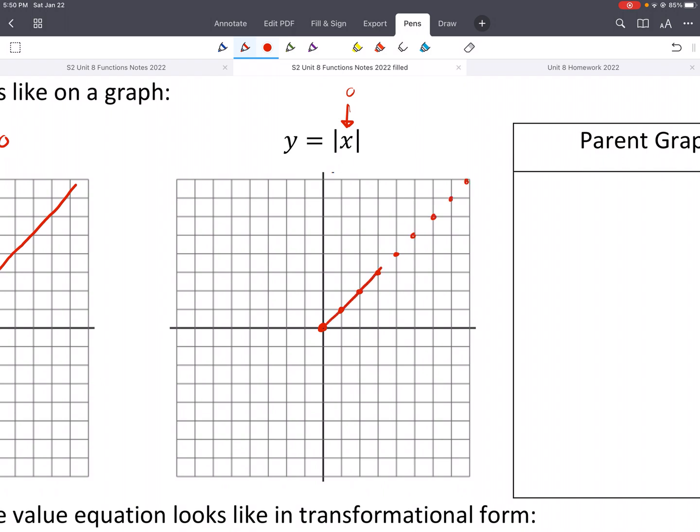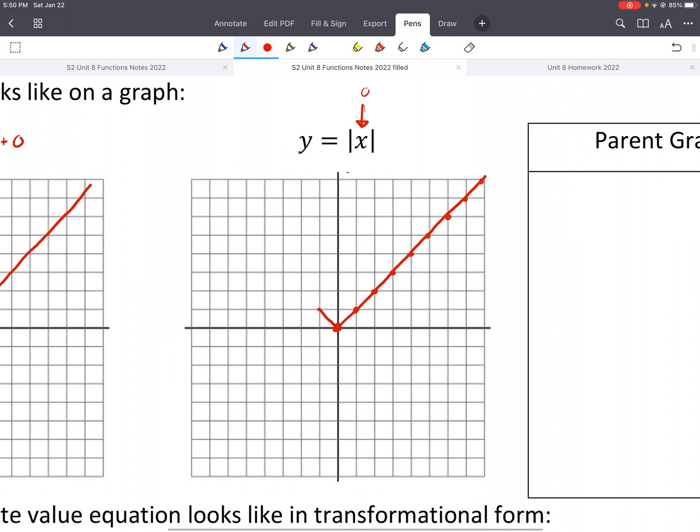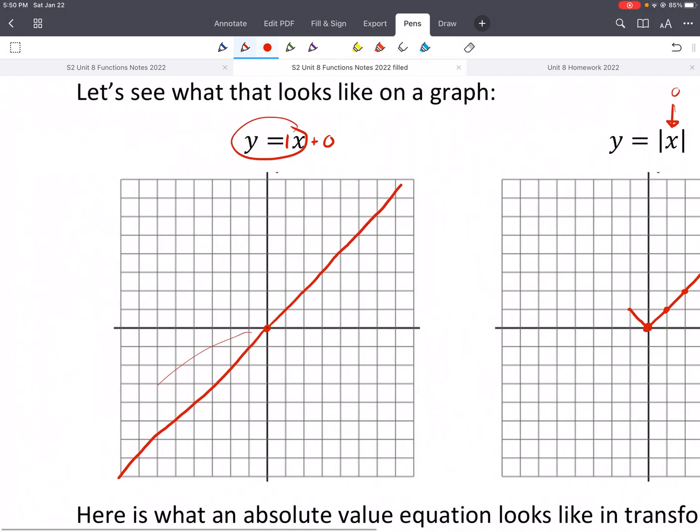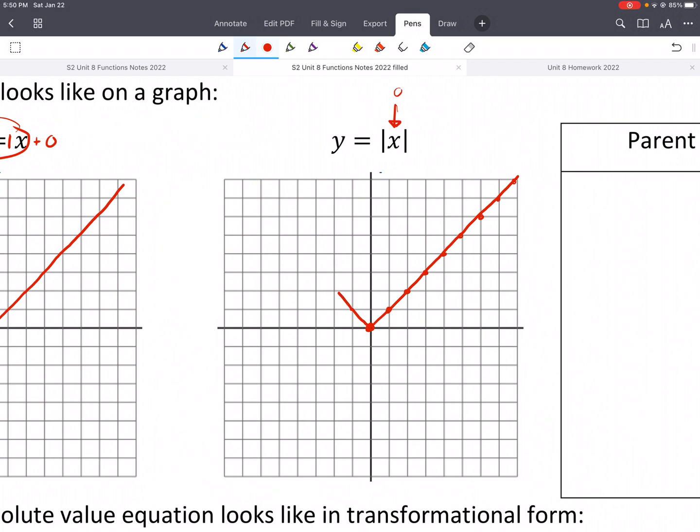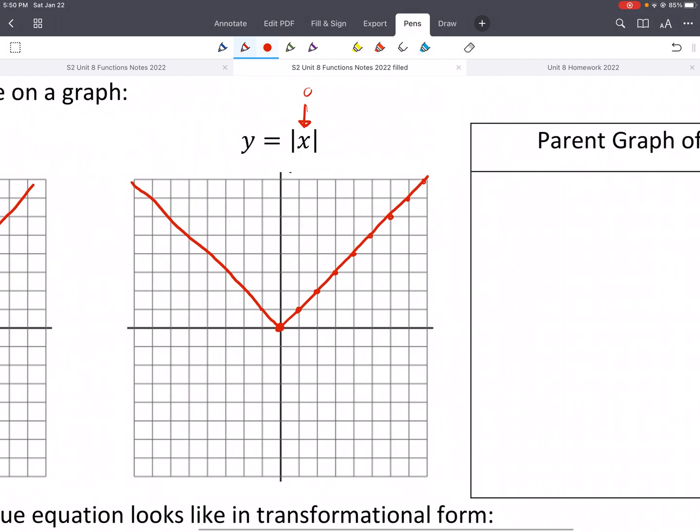It doesn't change it. But if we were to plug in a negative 1, then that would pop out and give us a positive 1. So basically, it takes all of these negative values here and makes them become positive. Okay? So it would end up looking something like this. This is what the parent graph would look like.